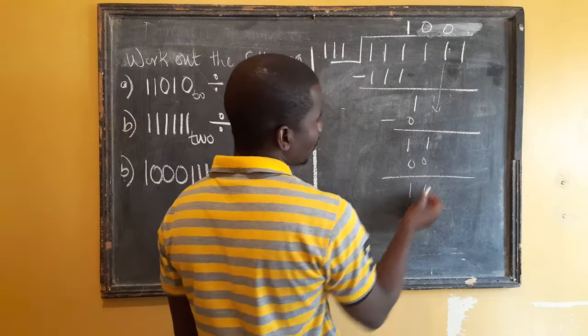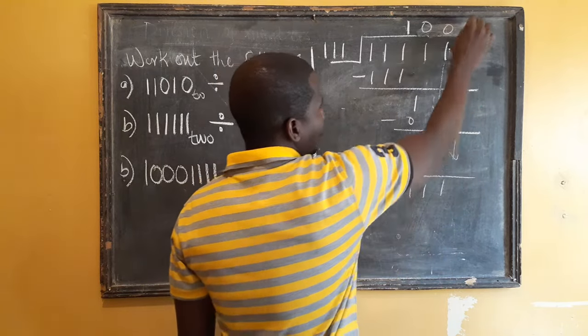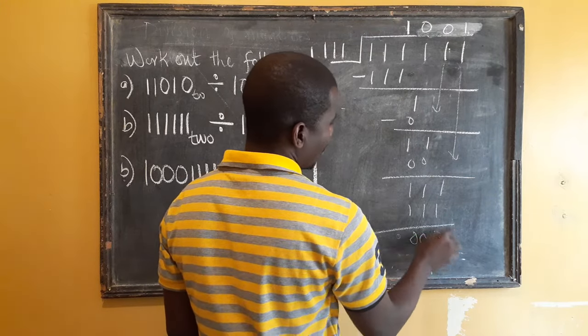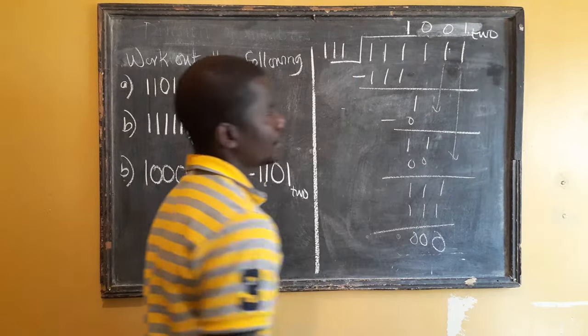Okay? This can't go into this one. What do we do? We bring this one down. How many times? 1. Then when you multiply, it will be... So our answer will still remain this one in base 2.